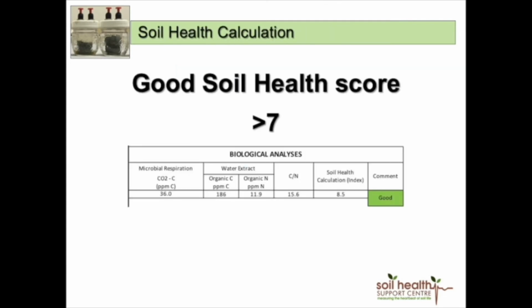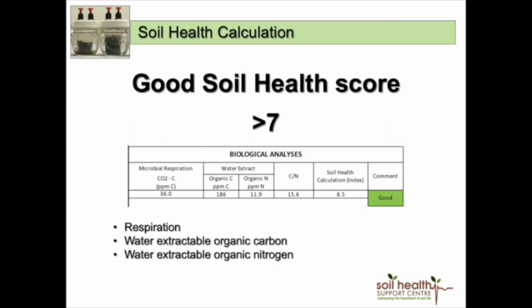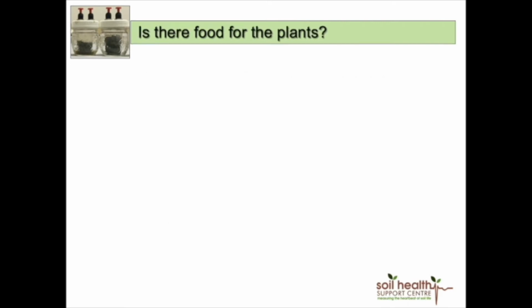All this information is summarized in the Haney number or the soil health score, which is calculated using soil respiration, water extractable organic carbon, and the water extractable organic nitrogen numbers. Above 7 is considered a good score, and it is suggested that you take a sample from the natural veld in the same area to compare with a sample taken from the agricultural soils, just so that you can get an idea of what the soil's potential is. When there's food for the microbes, food and nutrients will be made available for the plants.